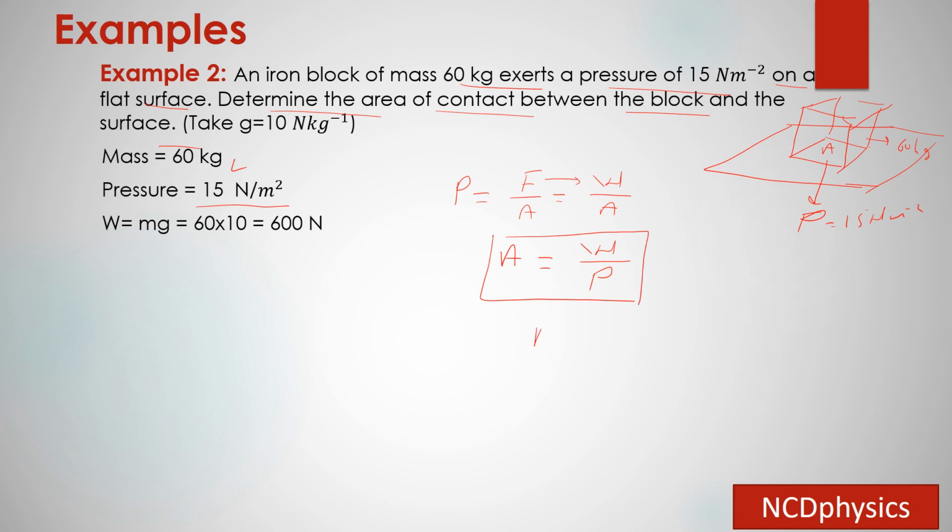Okay, so then write area is equal to weight of the object, which is mg. So m is 60 kilogram and g is 10, so 600 Newton is the weight of the object, over what is pressure, which is given 15 Newton per meter square. Okay, so the answer of this question is what? 600 Newton divided by 15. The answer, I think, will be 40, isn't it? Yeah, 40 meter square.